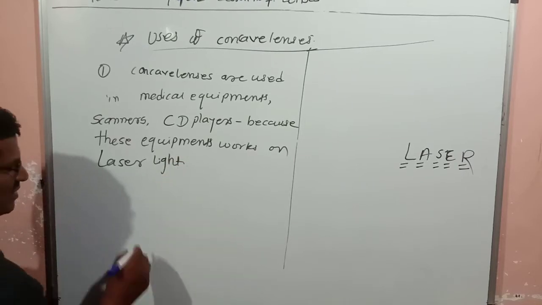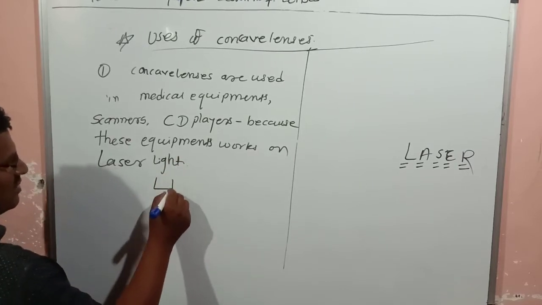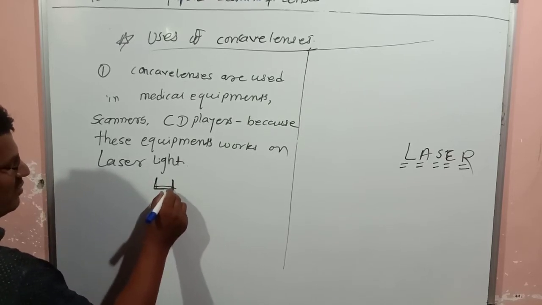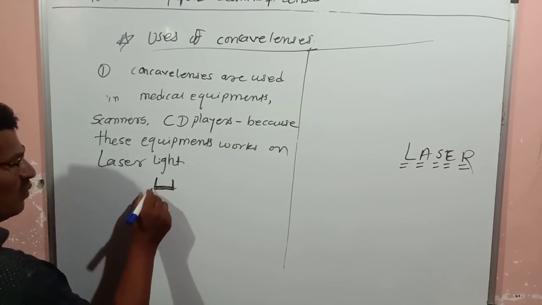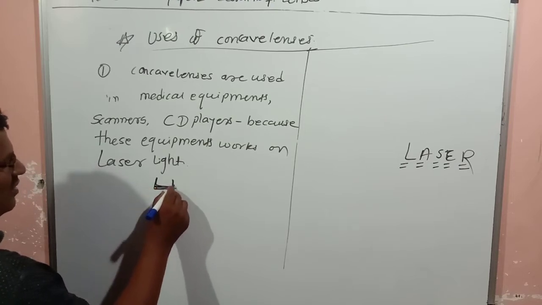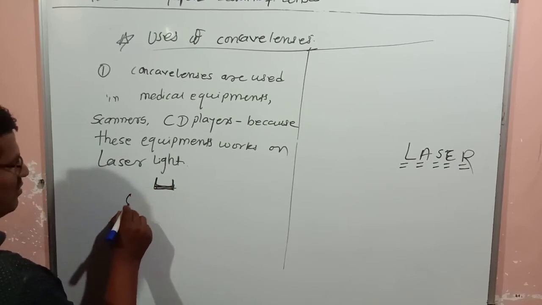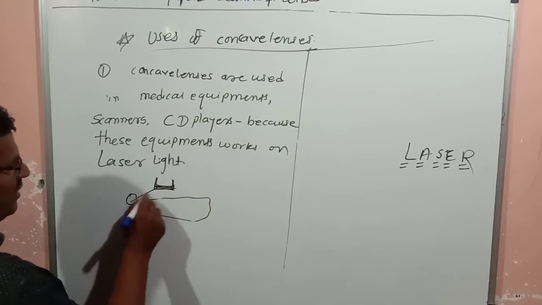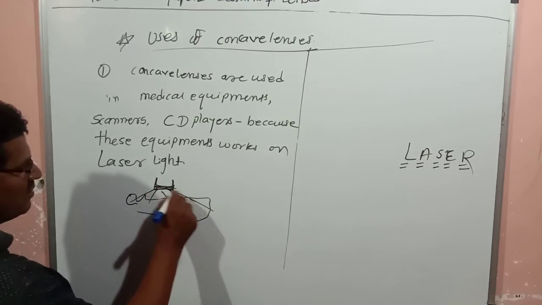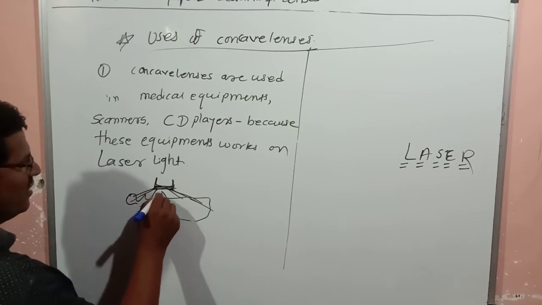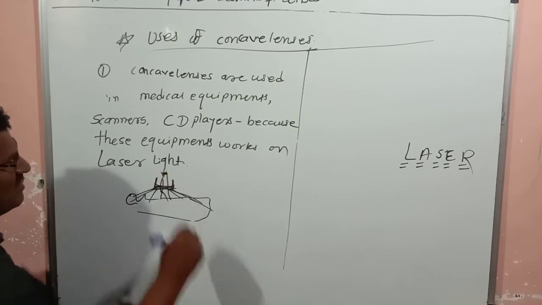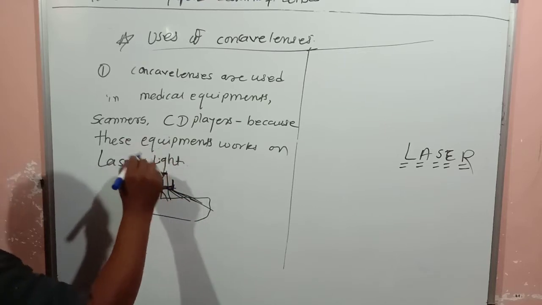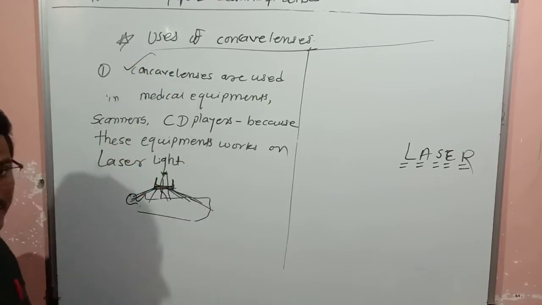You can take a scanner machine, suppose a CT scanner, and in that a concave lens will be used, and a person's body will be there. The light rays will spread all over the body, and they will cover it and take images. So for spreading the light rays, concave lenses are used.